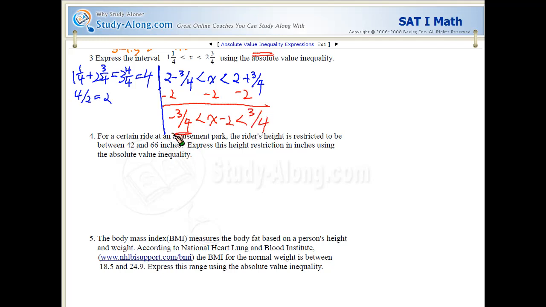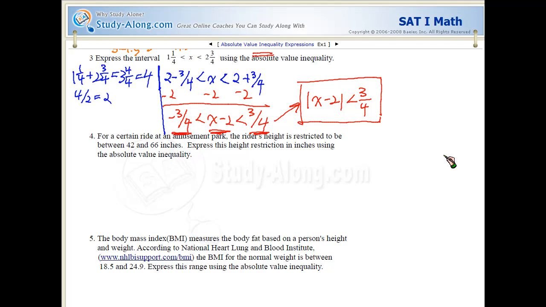And look, now we have the equal intervals. It's all symmetrical and nice. Change this into an absolute value. We take this, plug it into the absolute value. It's less than 3/4. Boom.